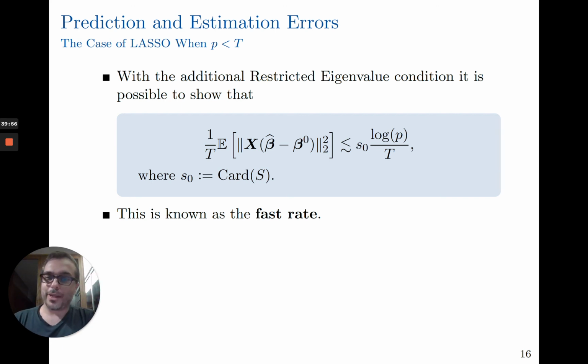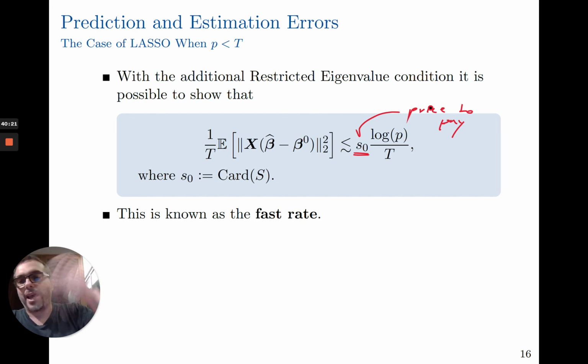So we can almost recover what we have for OLS, but now we have this log term here, and we have this S naught here, the sparsity. That's the price to pay. That's our price to pay for working in high dimensions. And again, we have this log term here, so p can grow exponentially fast. So if we impose restrictions on X, we have much faster rates.